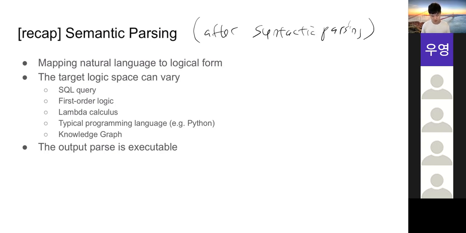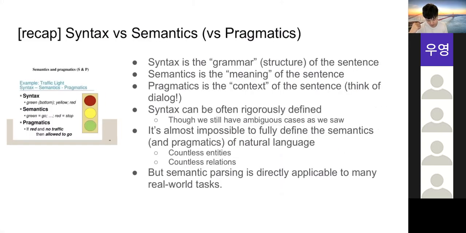And of course, the target logic space can vary depending on what the application is, such as SQL query. In this case, you have a natural language question and you map it to a SQL query so that the answer to your question can be obtained from the database by simply querying it. There are more complex logic spaces like first order logic, lambda calculus, or even a typical programming language. I think we saw this in the GPT-3 example in the first class, right? And also knowledge graphs. And really the important thing is that the output parse should be executable by the computer.